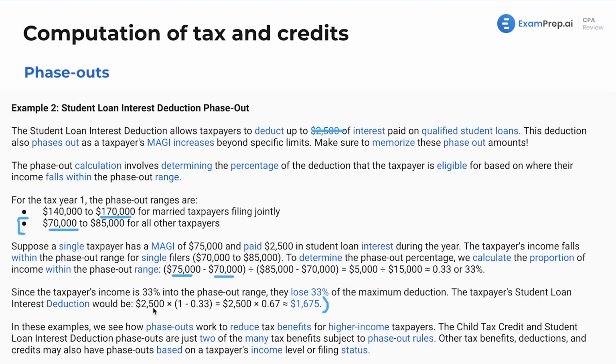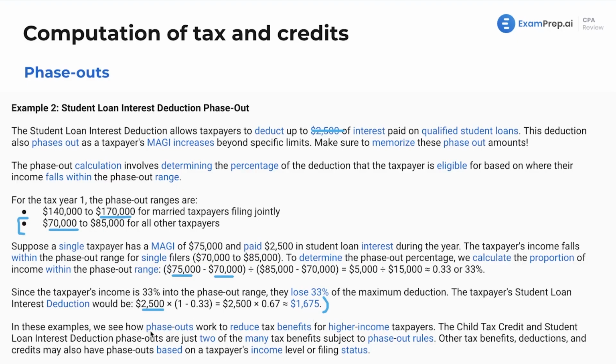So what would our actual deduction be? It would be the full amount times, it's kind of like 1 minus the tax rate, if you see that in any calculation-based problem. So we actually get to keep about 67%. So $2,500 times 67% equals $1,675.